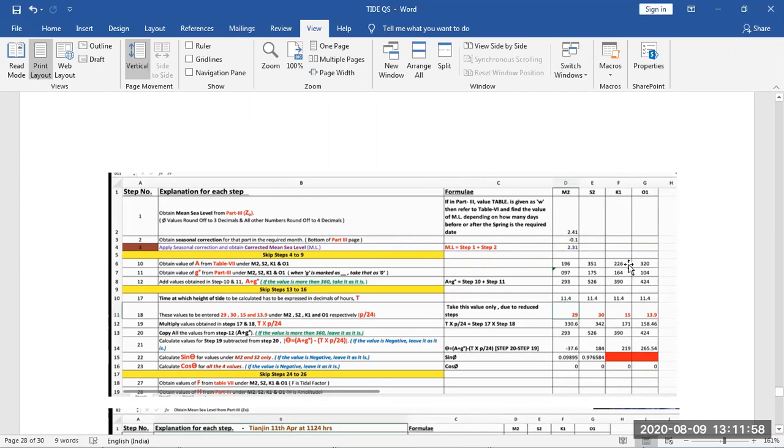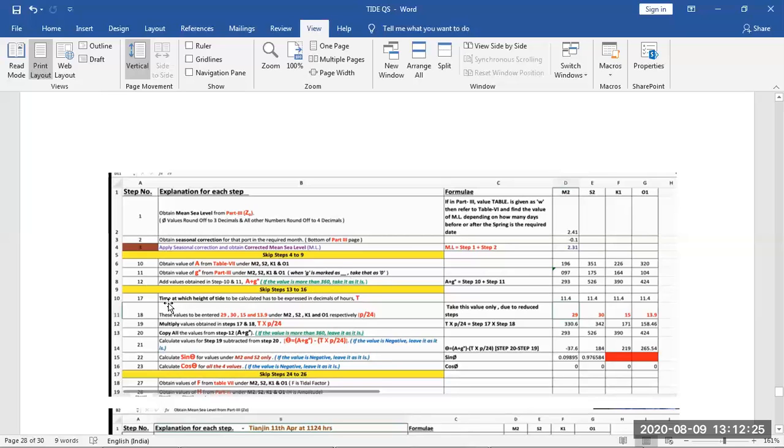The next step is to obtain the value of A from table 7 for M2, S2, K1 and O1: 196, 351, 226 and 320. Then we obtain the value of G from part 3 for M2, S2, K1 and O1: 097, 175, 164 and 104. Now add the values from these two steps, that is A plus G. You can see 196 plus 097 is 293. The same way we calculate all; even if it is 360, take it as it is.